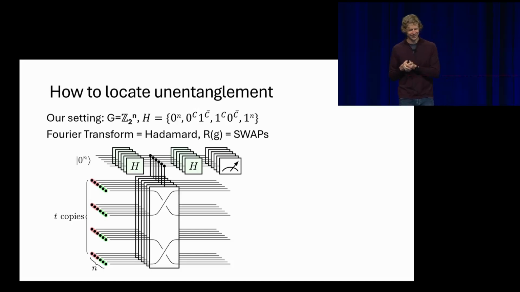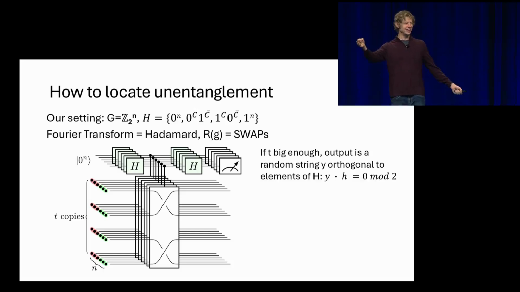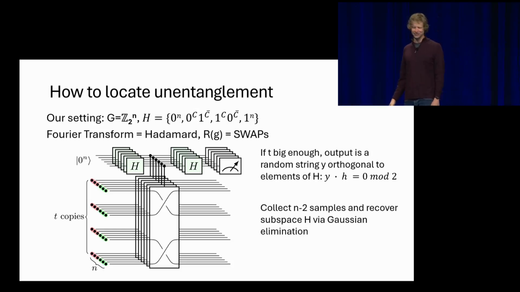You just basically Hadamard a bunch of qubits, apply a bunch of C-swaps, and then you Hadamard again and measure. And what we show is that if t is big enough, the output of the circuit is exactly what you get from the standard HSP. Well, this is basically Simon's problem. You get a random string y that is orthogonal to the elements of H mod 2. And just like in Simon's, if you collect enough samples of these, with high probability there'll be a unique two-dimensional subspace spanned by this, and you can find the subspace by Gaussian elimination and thus locate the cut.